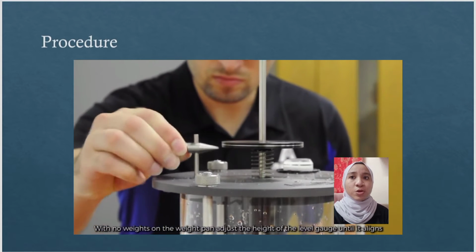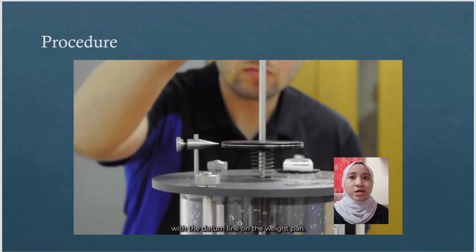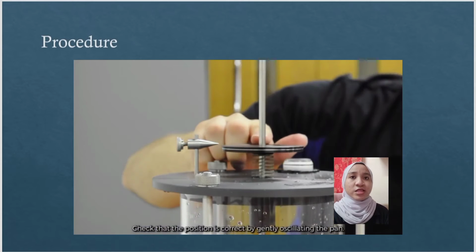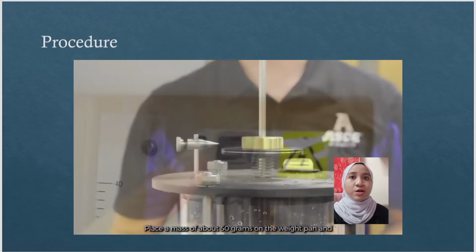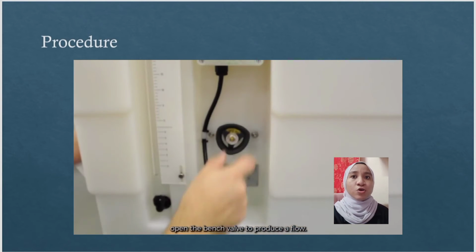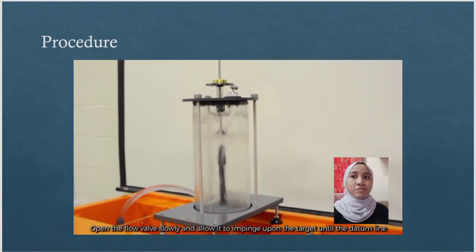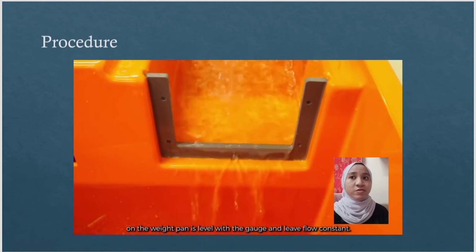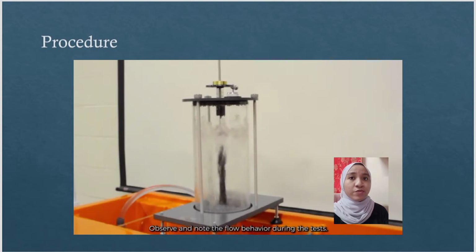With no weight on the weight pan, adjust the height of the level gauge until it aligns with the datum line on the weight pan. Check the position is correct by gently depressing the pan. Place a mass of about 15 grams on the weight pan. Open the bench valve to produce a flow. Open the flow valve slowly and allow the jet to hit the target until the weight pan is level with the datum line on the gauge, and leave the flow constant. Observe and note the flow behavior during the test.